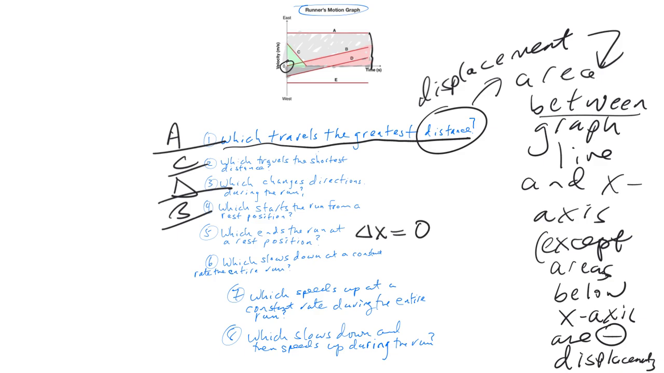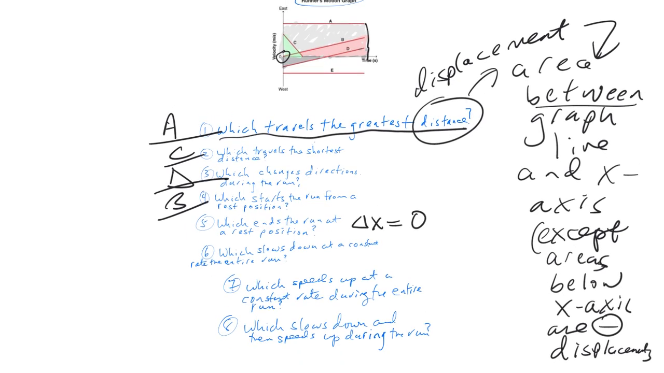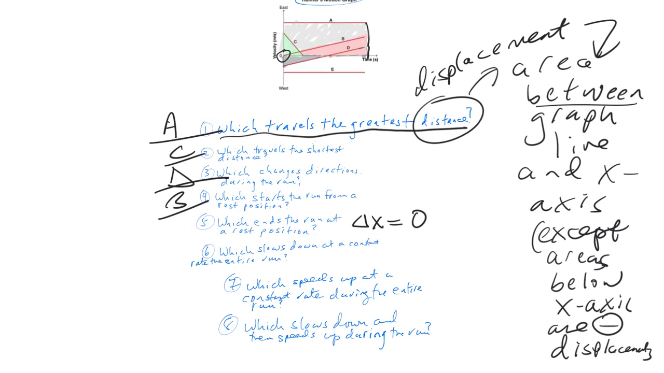So this guy started with a negative displacement and he ended with a positive displacement, but both those areas cancel out each other. The one on the right is positive, the one in dark gray is negative. They're equal areas, so they cancel each other out. So that'd be choice D.